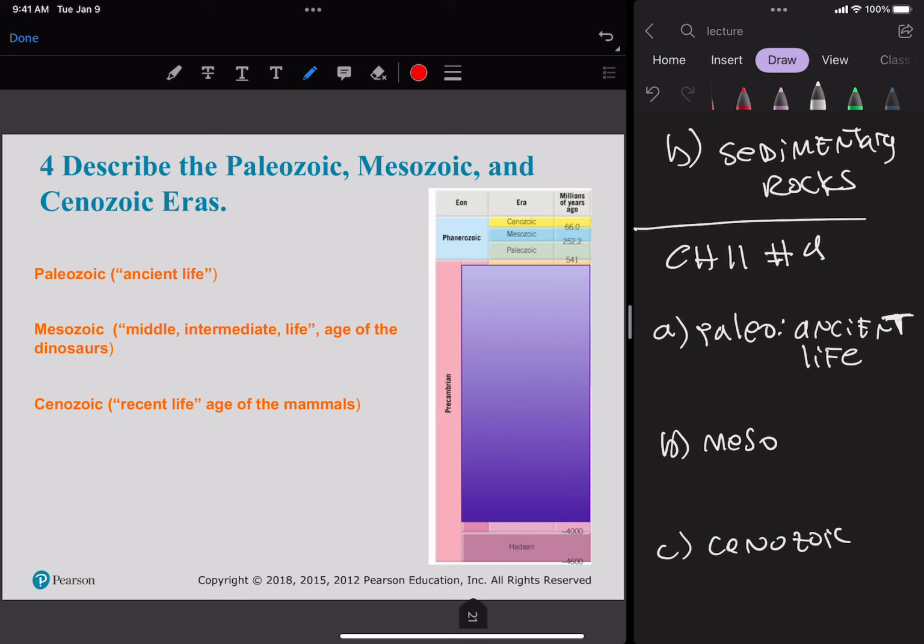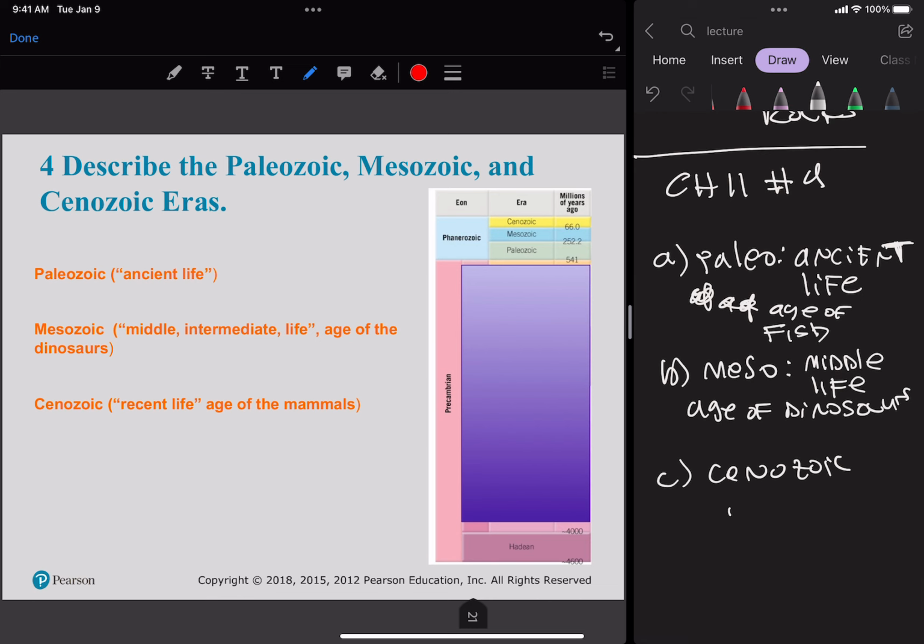And Mesozoic. Meso means middle, so this is middle life, or the middle period. And this is the age of the dinosaurs. So I guess in this case, Paleo would be the age of fish. And Cenozoic is recent life, and this is the period that we're in, and this is the age of the mammals.